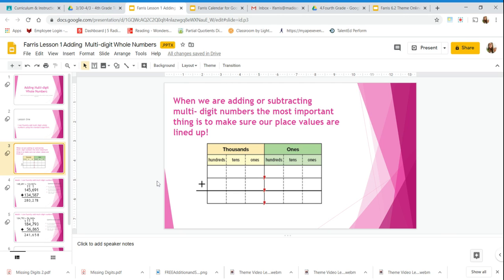One of the most important things is to make sure that you're lining up your numbers correctly. I know that sounds kind of silly, like we already know that, but I see this mistake all the time, and I'm going to give you an example.